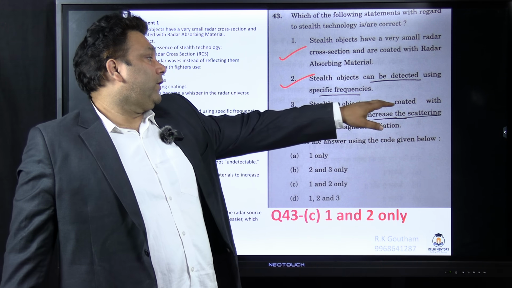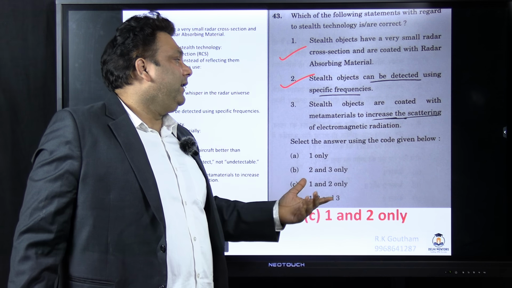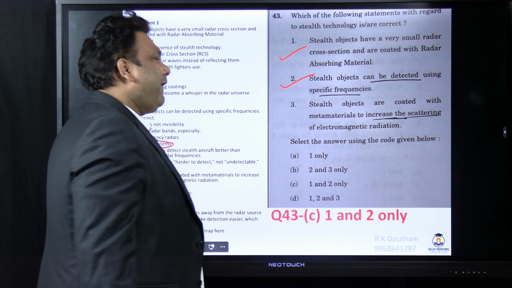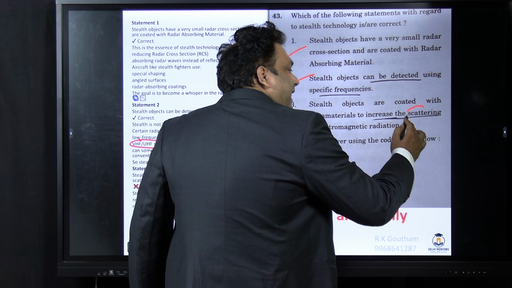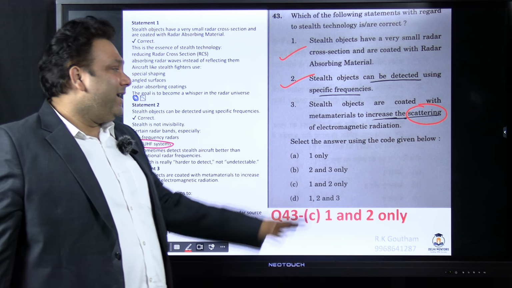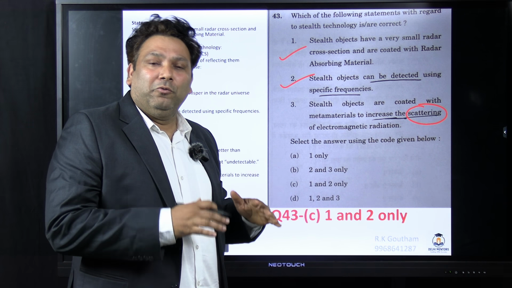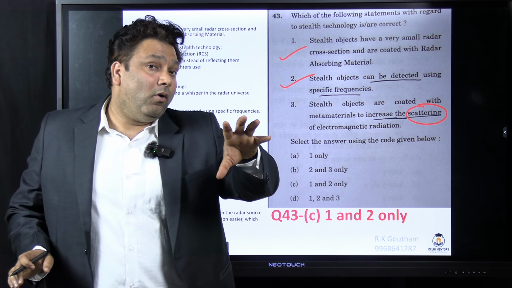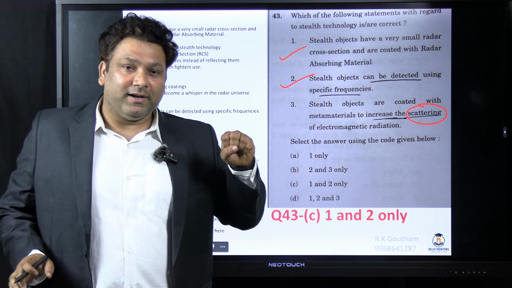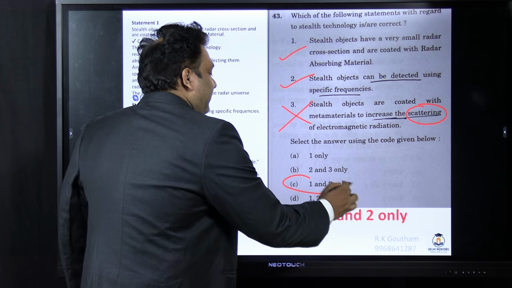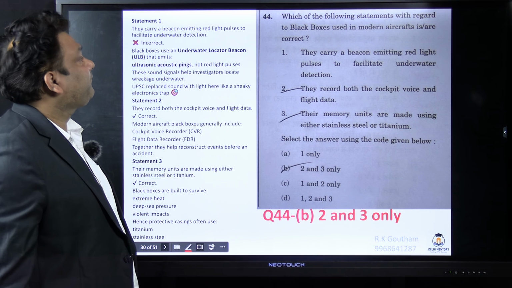The stealth objects are coated with meta materials to increase the scattering of electromagnetic radiation. In fact, UPSC is trying to confuse you between scattering and reflecting. भैया जो भी मटेरियल इसके ऊपर होगा वो स्कैटर या रिफ्लेक्ट बिल्कुल नहीं करना चाहिए, वो रेडिएशन को अब्सॉर्ब करना चाहिए. सो दिस स्टेटमेंट इज रॉन्ग. सो द आंसर इज 1 and 2.